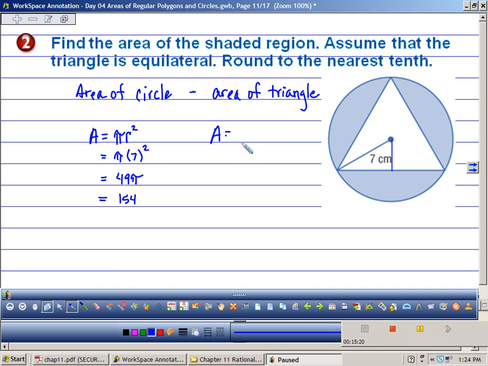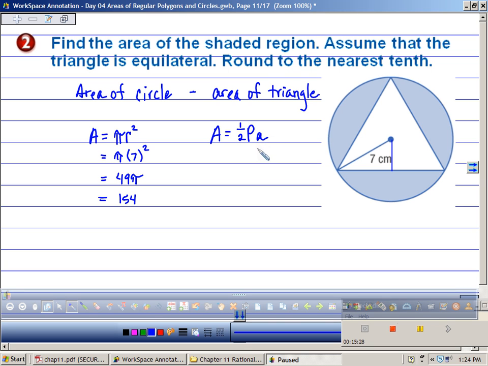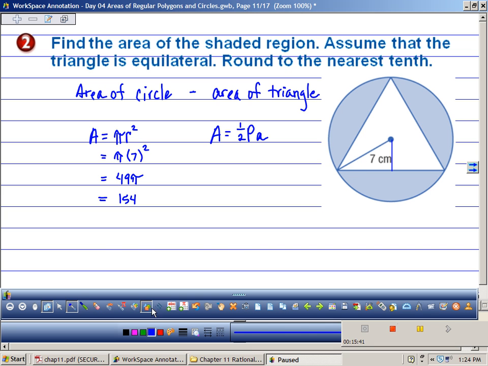The area of any regular polygon is what? Half times the perimeter times the apothem. So if I'm finding the apothem, why not just go straight to the formula? You know what I mean? But we're going to do it right now. Okay, so if this is 7, well, let's draw our triangle.